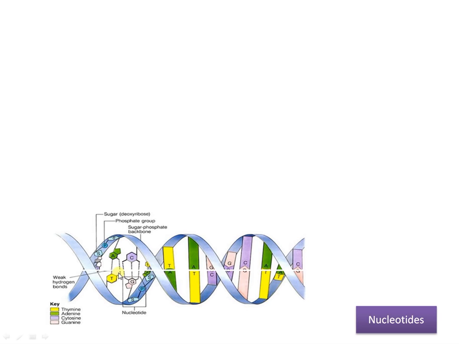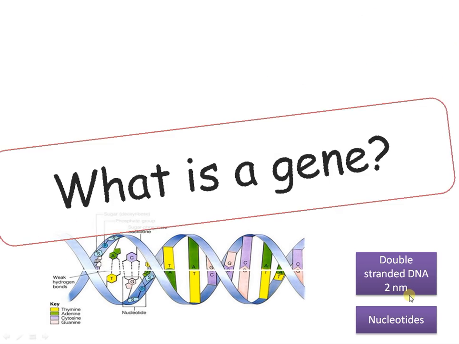The DNA double helix is formed by hydrogen bonds between the nitrogenous bases of the two strands. Adenine pairs with thymine and cytosine pairs with guanine. This is how a DNA double helix is formed, and it is approximately 2 nanometers in size.